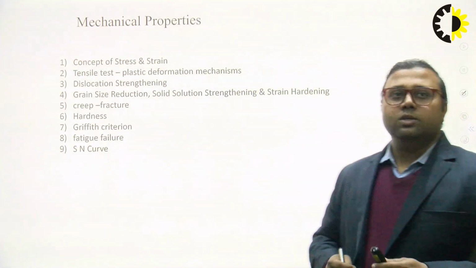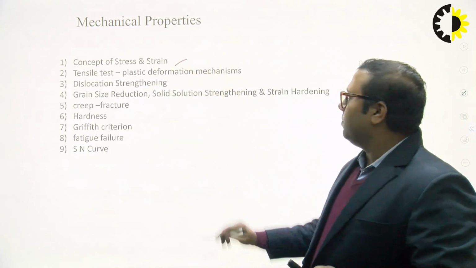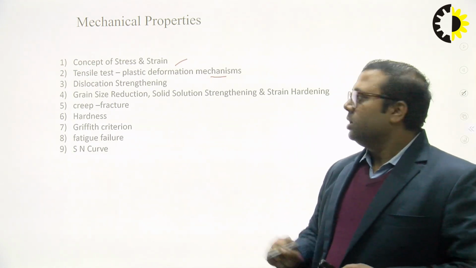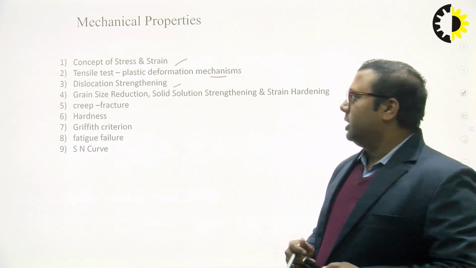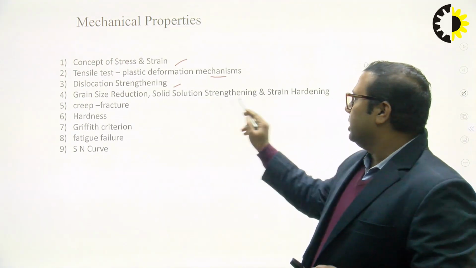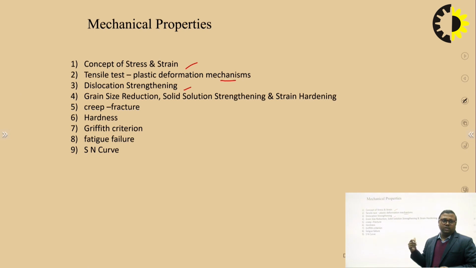So, in our today's discussion, we will discuss the stress strain curve, the tensile test, and plastic deformation and its mechanism, dislocation strengthening, grain size reduction, solid solution strengthening, and strain hardening. These are basically the strengthening mechanisms which we will discuss today. Then creep, hardness, different types of hardness, what is Griffith criteria, fatigue failure, and SN curve. All these topics we will discuss today.